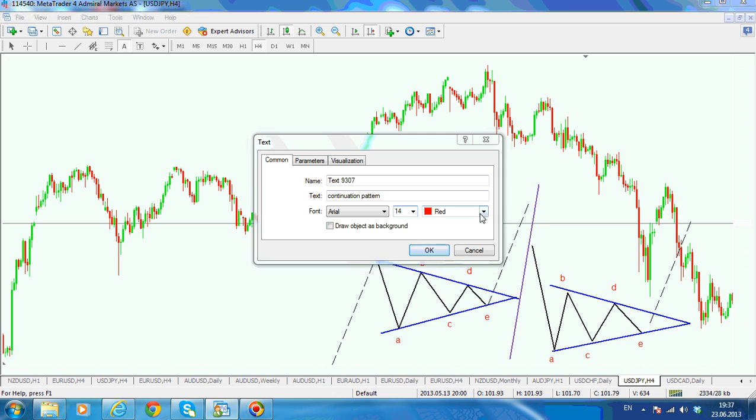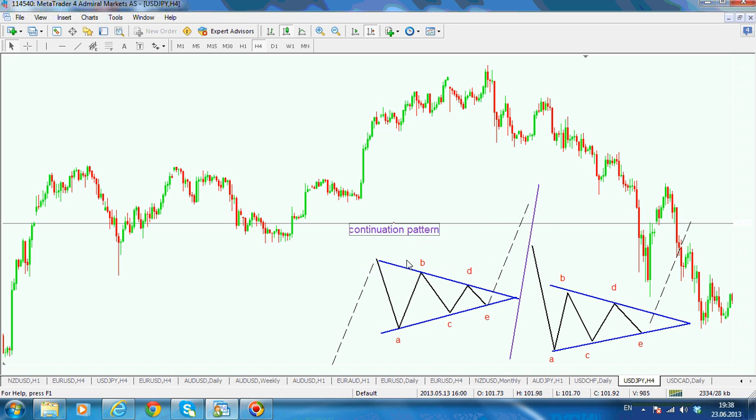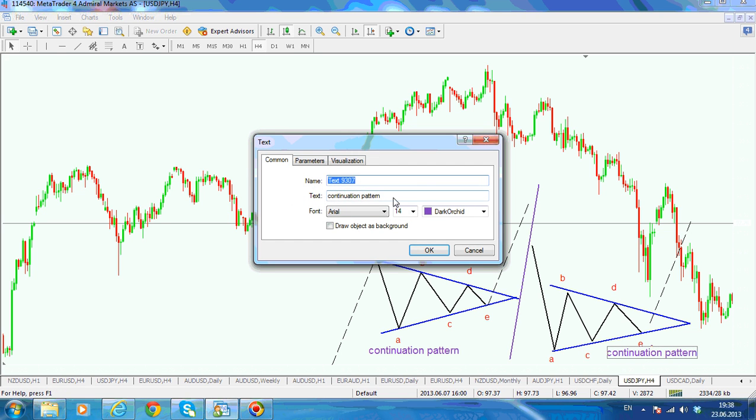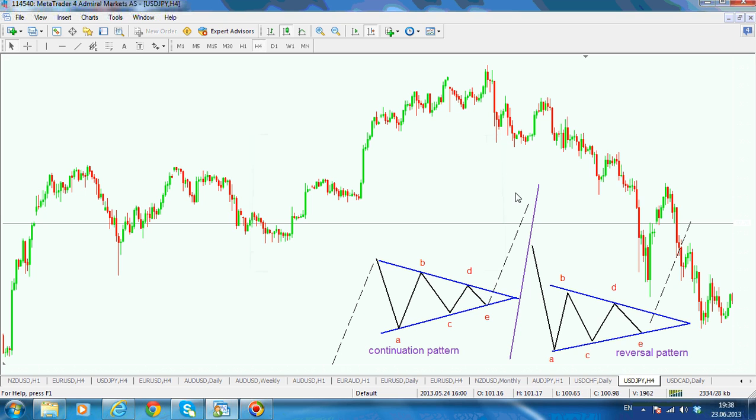So we have a contracting triangle acting as a continuation pattern, meaning that price is coming from the downside, in this case, consolidates in a contracting triangle and breaks in the same direction that it entered initially. And in the second case here, the contracting triangle is called a reversal pattern. This reversal pattern is due to the fact that price is coming from the upside, consolidates in a contracting triangle and breaks in the opposite direction to that in which it originally entered the pattern. So this is a reversal pattern.